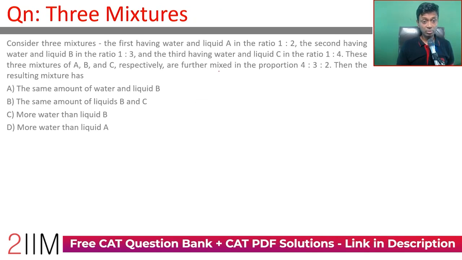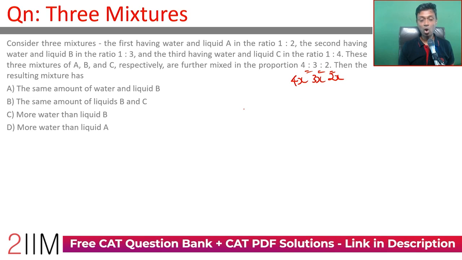Three mixtures. Consider three mixtures. The first having water and liquid A in the ratio 1 is to 2. The second having water and liquid B in the ratio 1 is to 3. Third having water and liquid C in the ratio 1 is to 4. These three mixtures of A, B and C are further mixed in the proportion 4 is to 3 is to 2. Let's say 4x of A, 3x of B, 2x of C.